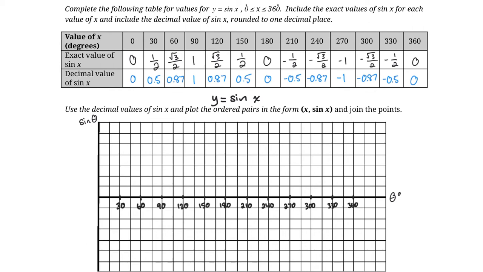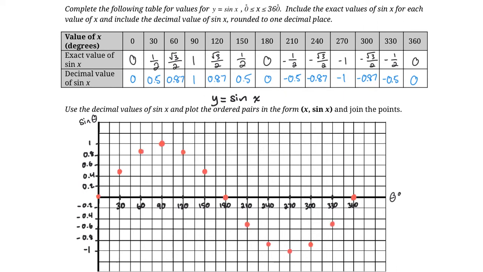Since the y values go up from 0 to 1 and 0 to negative 1, every box I'm going to make worth 0.2. So this is 0.2, 0.4, and so on. And we're just going to use our table to help us graph this. So the sine of 0 degrees is 0. The sine of 30 degrees is 0.5. The sine of 60 degrees is 0.87, so it will be around here. The sine of 90 degrees is 1. And I want you to follow the table and graph the rest of the points in the cycle.